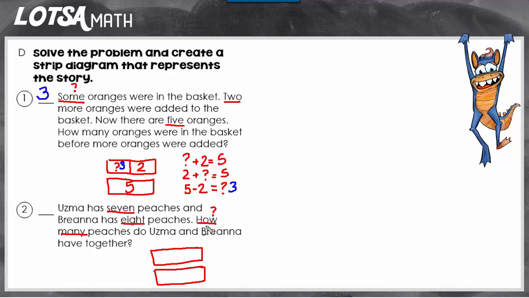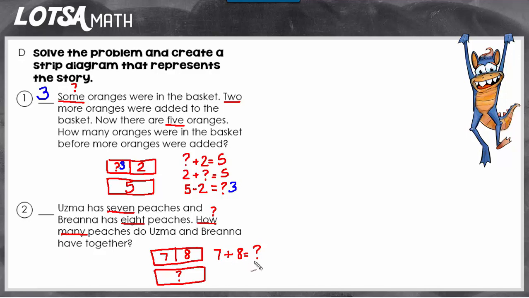So in this number sentence, I know the parts, but I don't know the whole. The whole is going to be where the question mark is. But I know the 2 parts that would make the whole. I know that Uzma has 7 and Brianna has 8. But now that I have 2 out of the 3 pieces of data, I can create my number sentences to help me figure out. I know that the parts added together equal the whole. So 7 plus 8 equals question mark.